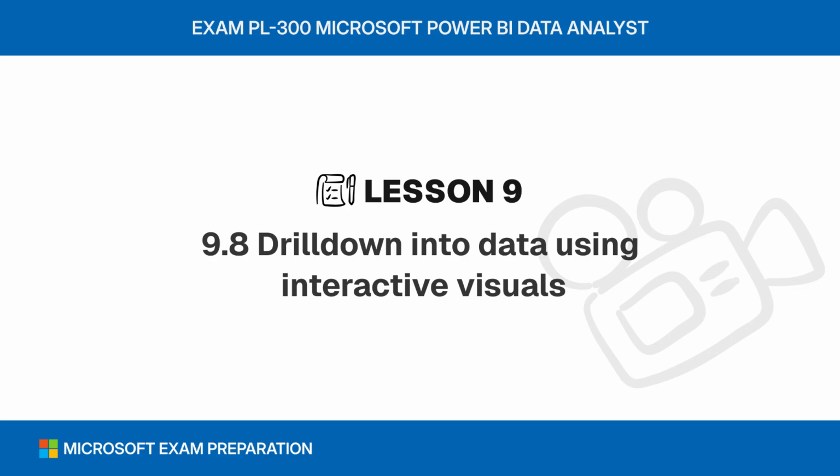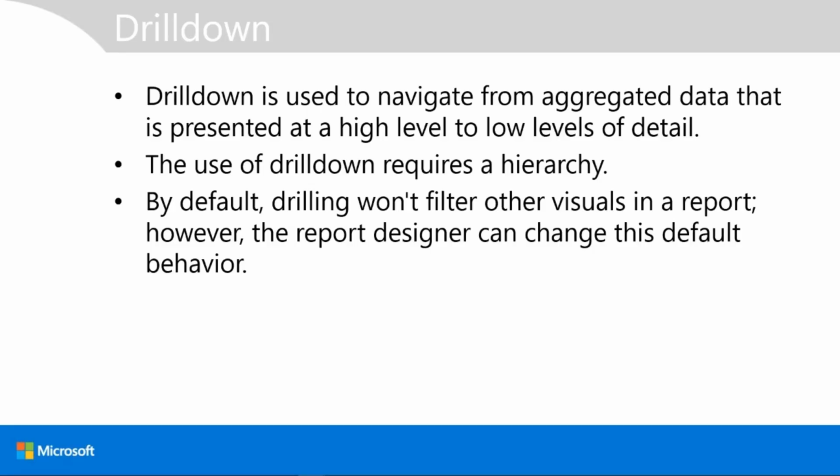In this sub-lesson, we're going to drill down into data using interactive visuals. Drilldown is used to navigate from aggregated data that is presented at a high level to lower levels of detail. The use of Drilldown requires a hierarchy, and by default, drilling won't filter other visuals in a report. However, the report designer can change this default behavior. Let's go to the Power BI desktop and take a look.